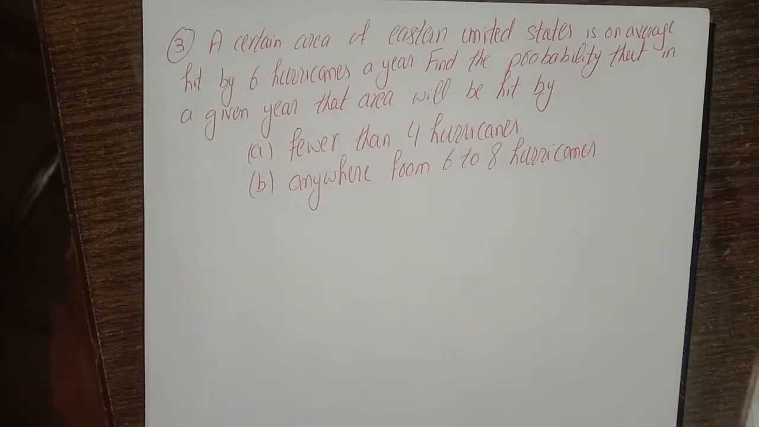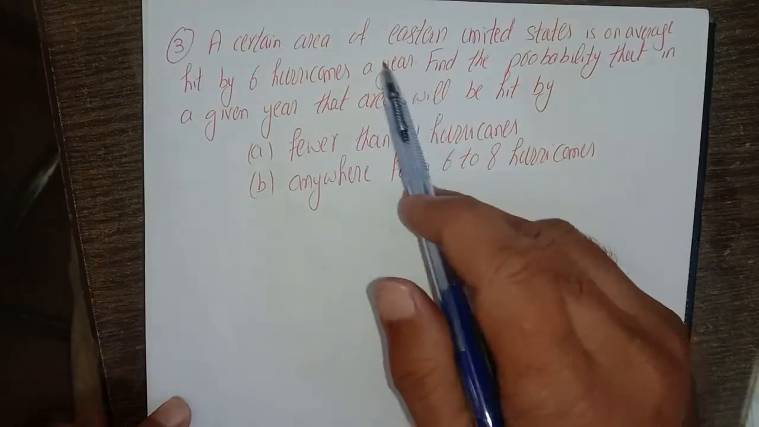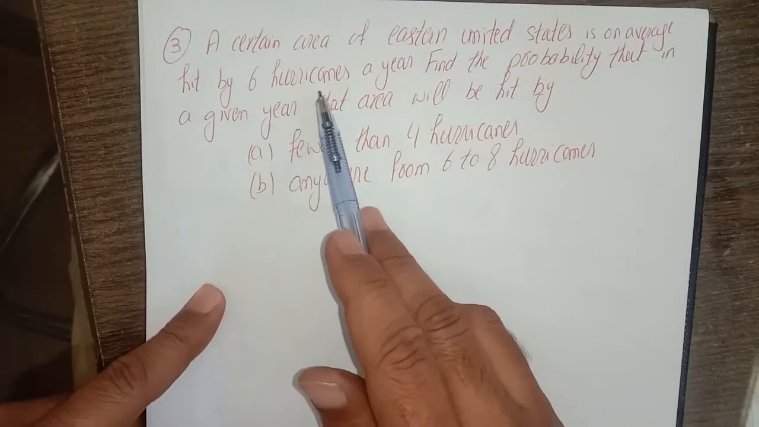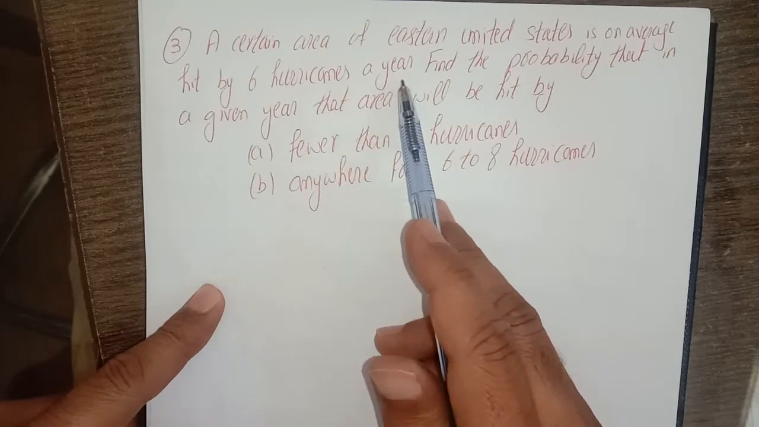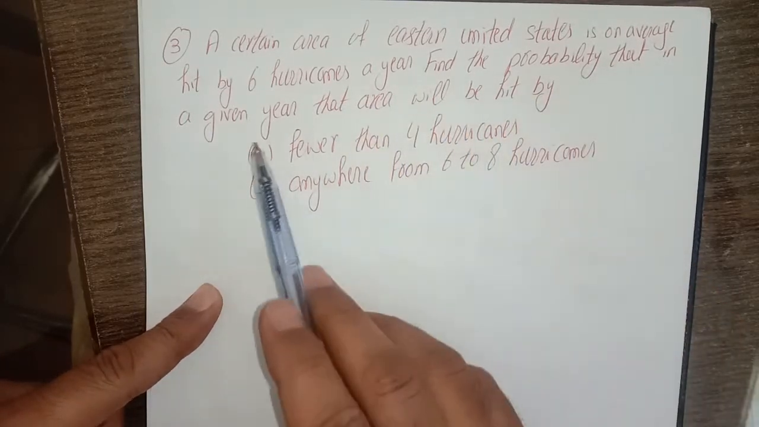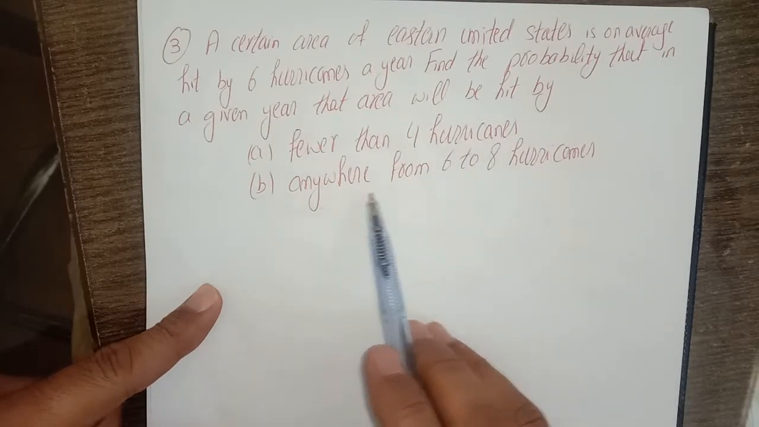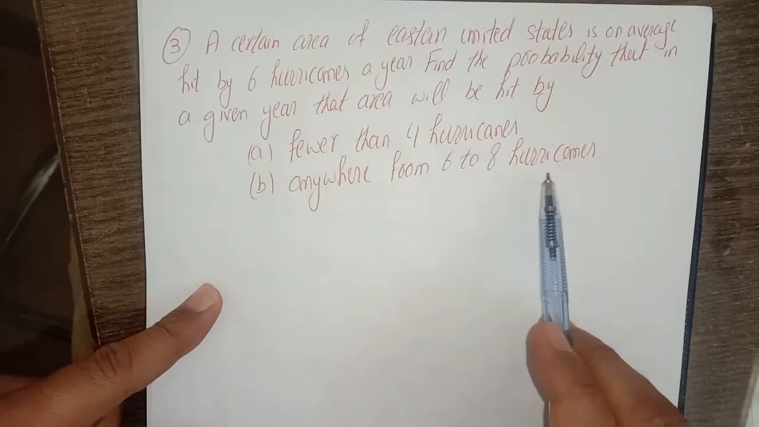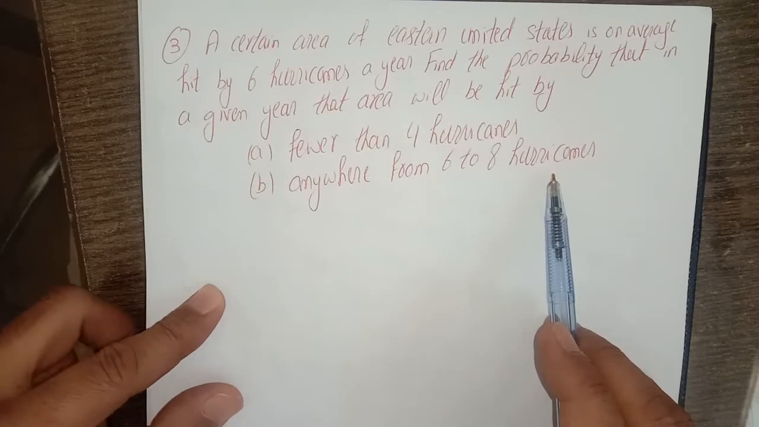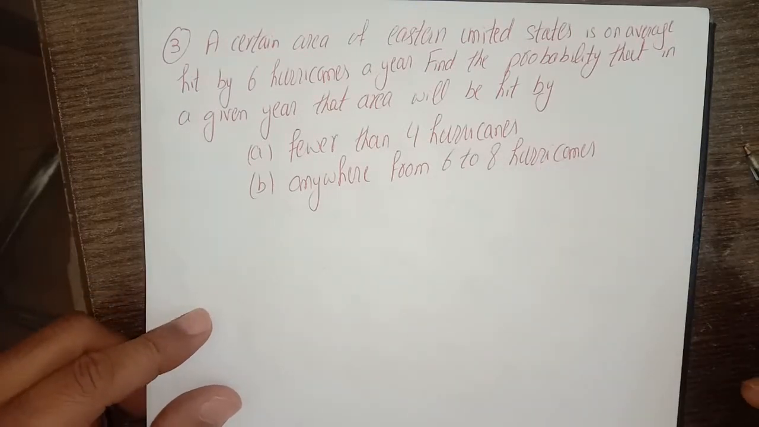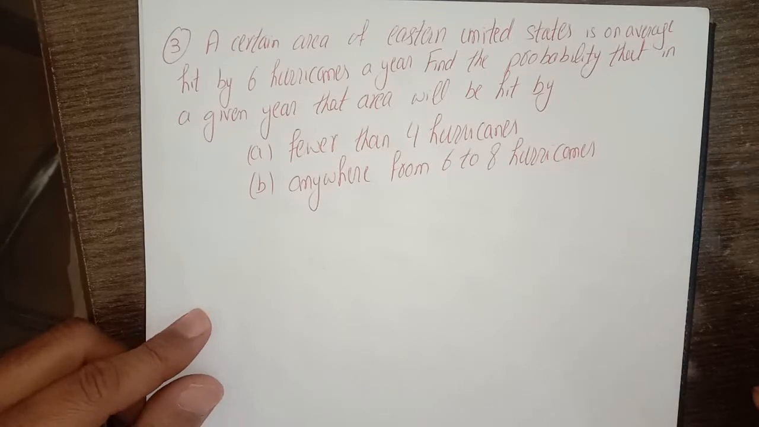So in our next numerical, a certain area of eastern United States is on average hit by 6 hurricanes a year. Find the probability that in a given year that area will be hit by fewer than 4 hurricanes and anywhere from 6 to 8 hurricanes, right? This looks like a Poisson distribution, right? Because we have to find the probability in a certain region in a certain time, right?